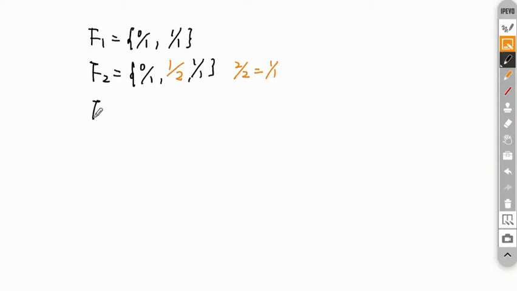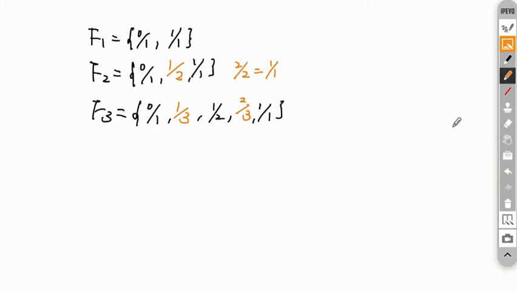Let's look at another one, F3. We'll keep these in mind, 0 over 1, 1 over 2, and 1 over 1. We'll add fractions with the denominator 3, and we'll make the numerator from 1 to 2. Farey sequences will be generated like this.